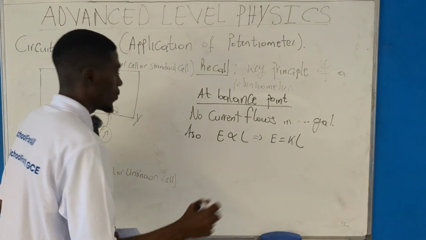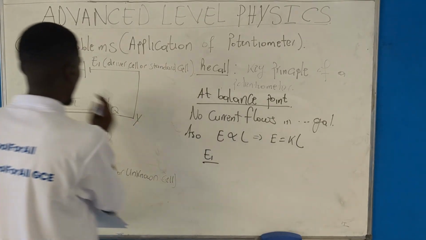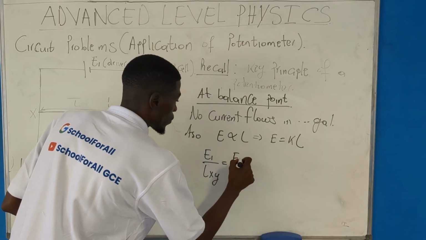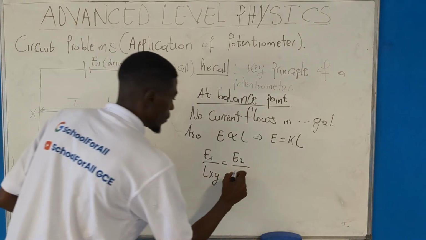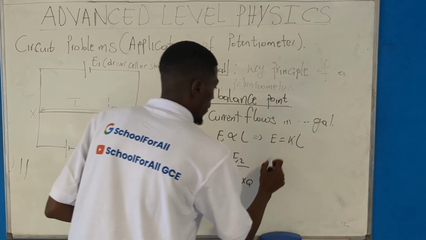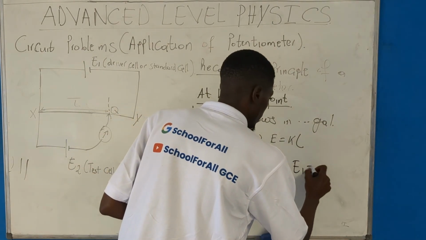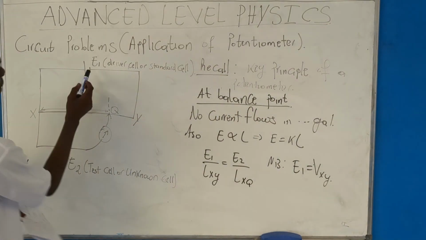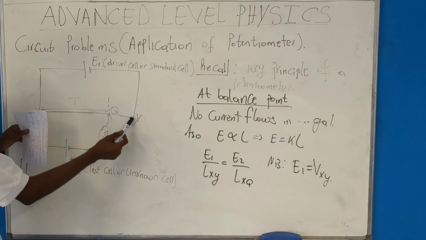So from there, you can simply say that E1 divided by the length across E1, which is the length XY, is simply equal to E2 divided by the length across E2, which is XZ. So the small note here is that E1 is simply equal to Vx1. It's the same thing. This E1 here is the same as the EMF across x1. So it's the same thing.